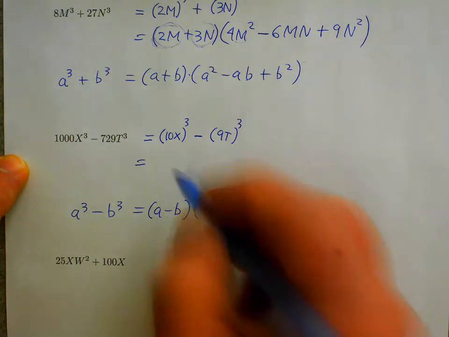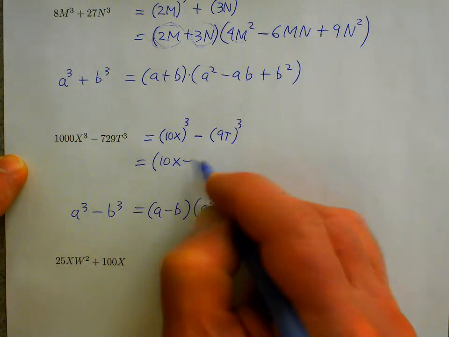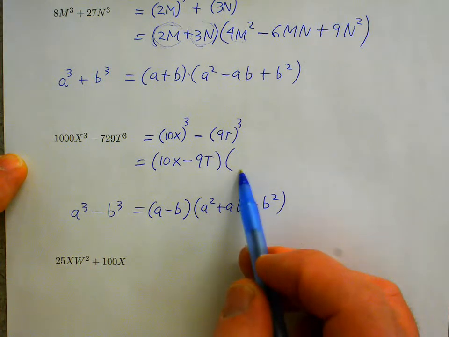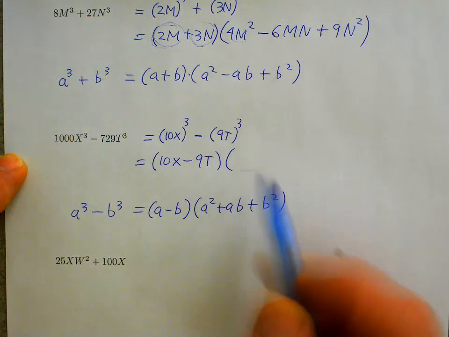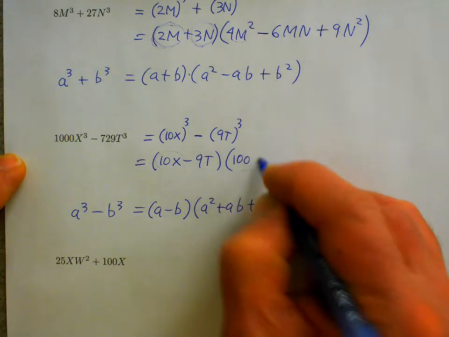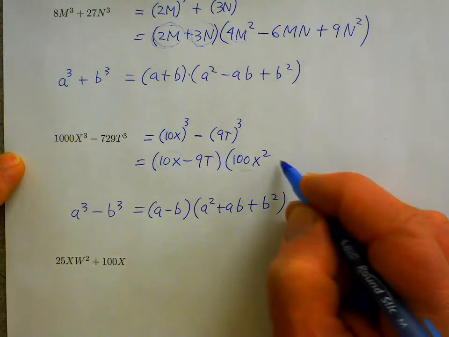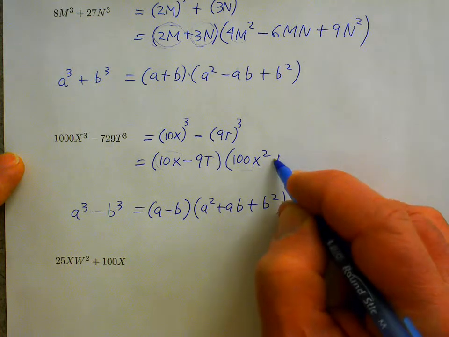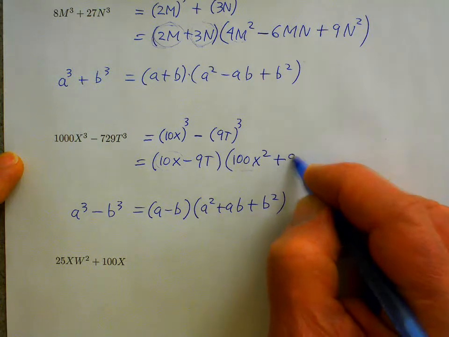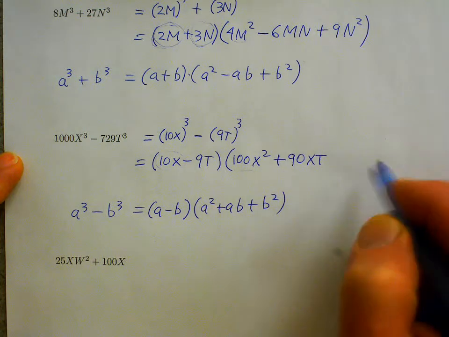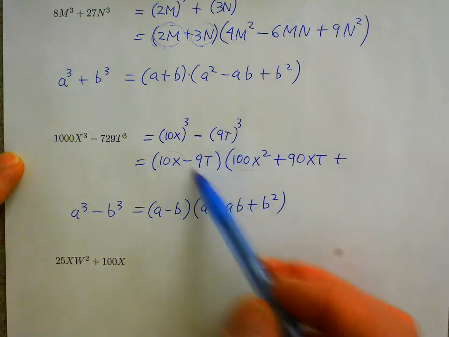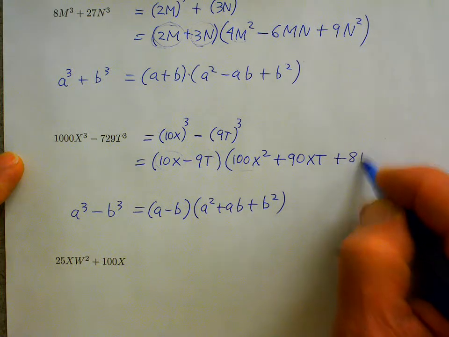So the binomial here then is 10x minus 9t. And the first term in the trinomial is what we get when we square 10x. So that will be 100x to the second. And then we're going to add the product of 10x and 9t. So we add 90xt. And then we add what we get when we square 9t, which is 81t to the second.